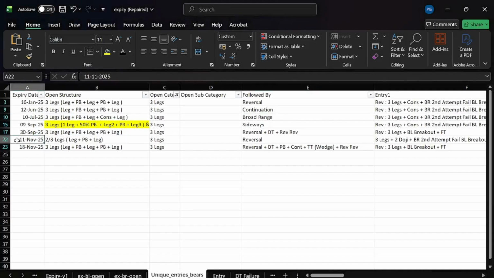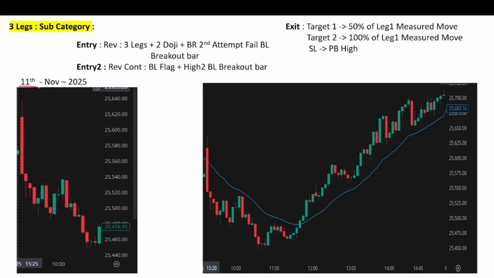So yeah, I guess the order is a little messed up. So 11th November is placed first in the trades. So leg 1, pullback, leg 2, pullback, leg 3. Should be looking for reversal. So the first reversal entry condition is 3 legs and there are 2 dojis, or you can really ignore this entry, and when the bears have failed the second attempt to go lower, you can exit here.